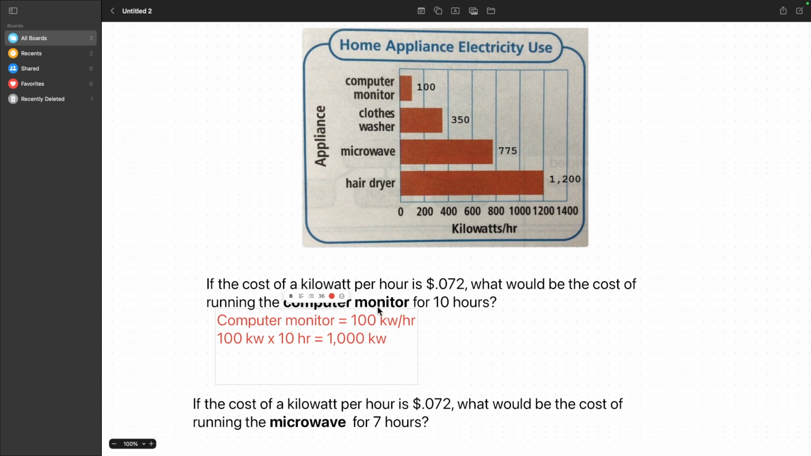Now, I haven't calculated the cost yet, so the final step is to take how many kilowatts I will have used if I ran it for 10 hours, and I'm going to multiply that times the cost for each kilowatt. So each one costs about 7 cents, and I'm going to multiply that times 1,000. So 1,000 kilowatts times 0.072. Okay, and again, you can use your calculator, but if I multiply that number times 1, it's the same, and then I'm going to move the decimal 3 places. 1, 2, 3, which is going to give me $72.